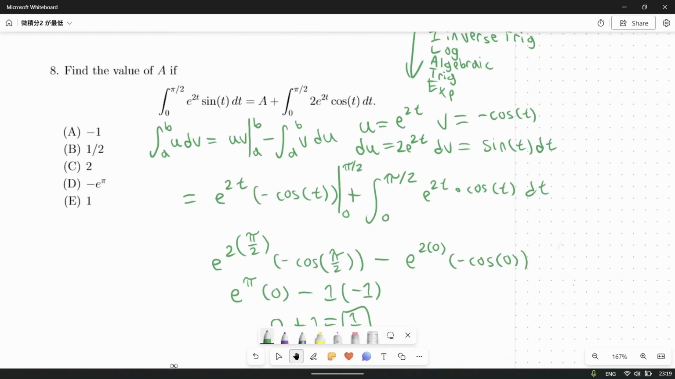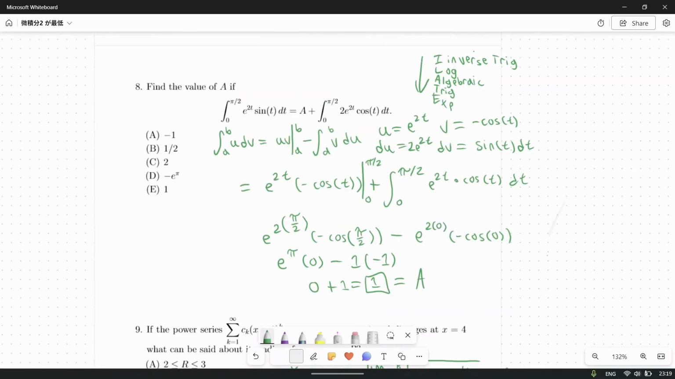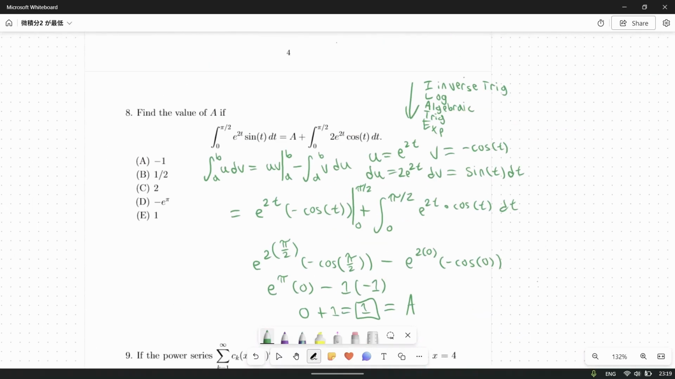So we can see that that would be the value of a that we're asking for. And so the answer to this question is going to be E.